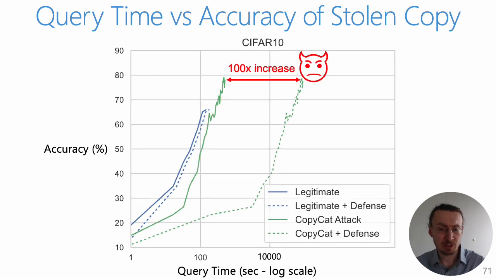Next, we show the application of this proactive defense against the copycat attack, and the increase in the attack time for copycat is even up to 100 times. So this really shows that this defense is very efficient. With that, we finished the part of the lecture on stealing and defending supervised learning models.